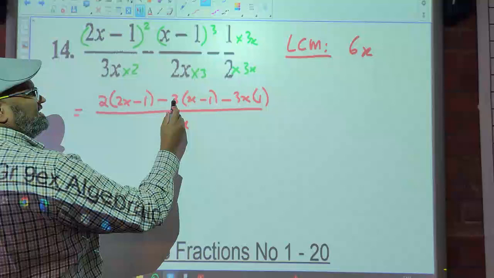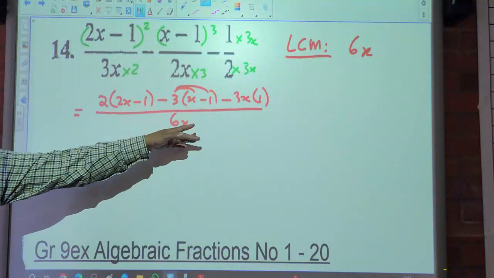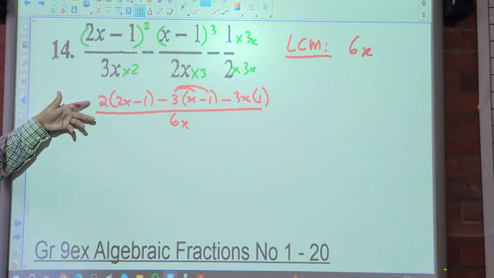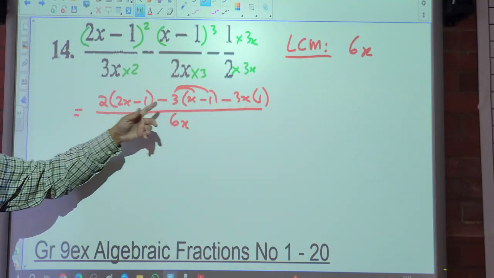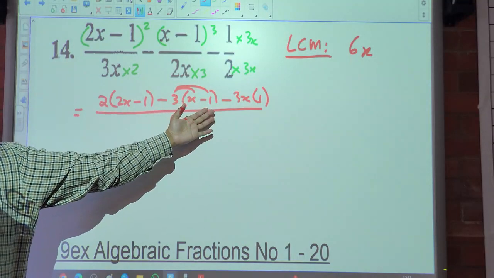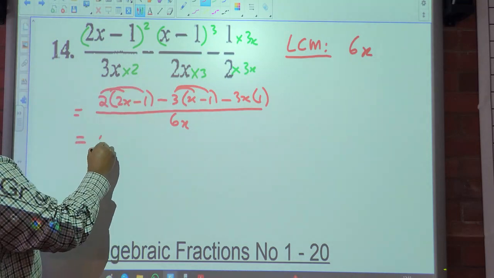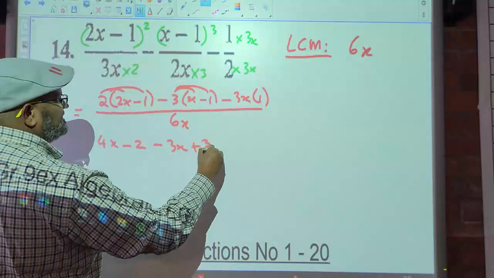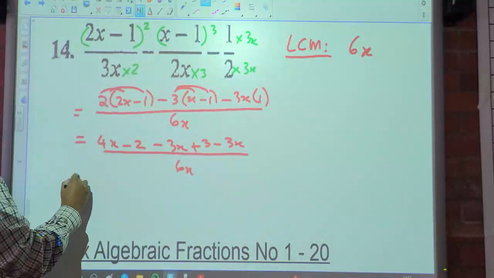So what happens is the learner always messes up this one here, the negative and the right negative. So watch out for that. So if you're that kind of learner that wants to go against the grain and you don't want to write it out again, no problem, just watch out for that negative sign. So what we do is we multiply that in. Now you then get 4x minus 2 minus 3x plus 3 minus 3x, and this is all over 6x.